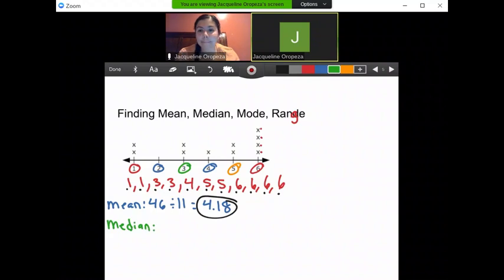Now I'm going to find the median. Median is that middle number in my data set. Since I have a lot of numbers in my data set, I like to find the middle by crossing one out in the beginning and crossing one out in the end until I meet right in the center.